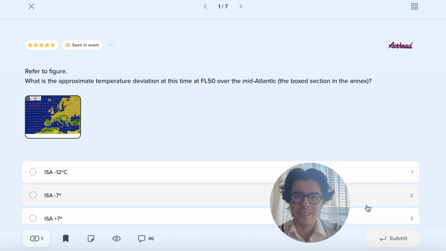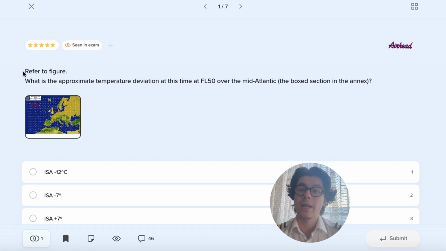Hi everyone, this is Michal from Airhead, and today we'll go over the meteorology ATPL subject, and more specifically, we'll go through the most recent questions seen in the actual EASA exams from the meteorological information topics. So let's jump into these questions. We'll talk about TAFs, METARs, and we'll see a couple examples of questions, including annexes and specifically the maths.